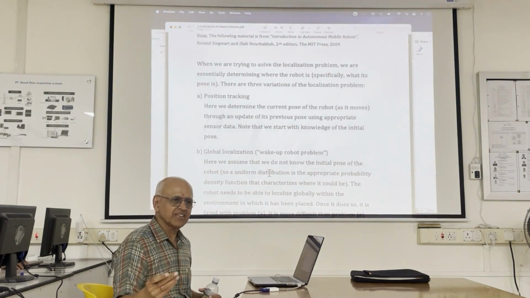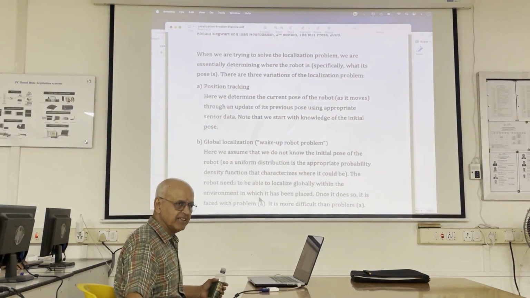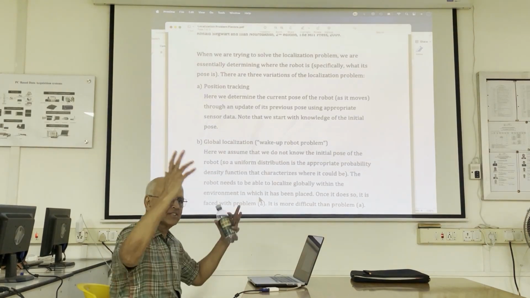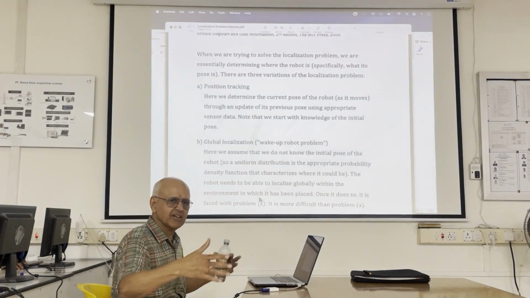There's an equal chance of every x, y, theta. The robot needs to be able to localize globally within the environment. That means within VIT campus, right? Typically, we don't have a problem where we need to localize on the world. You know, localize within VIT, right? Because you know where the robot is generally.